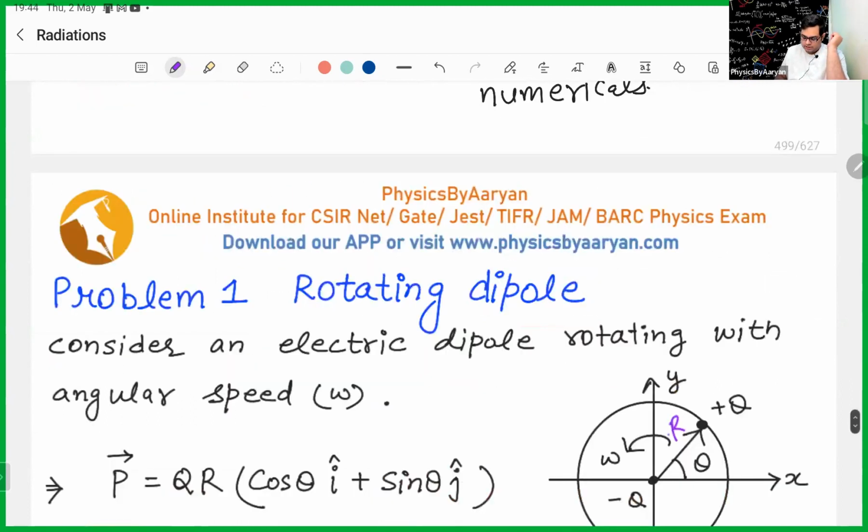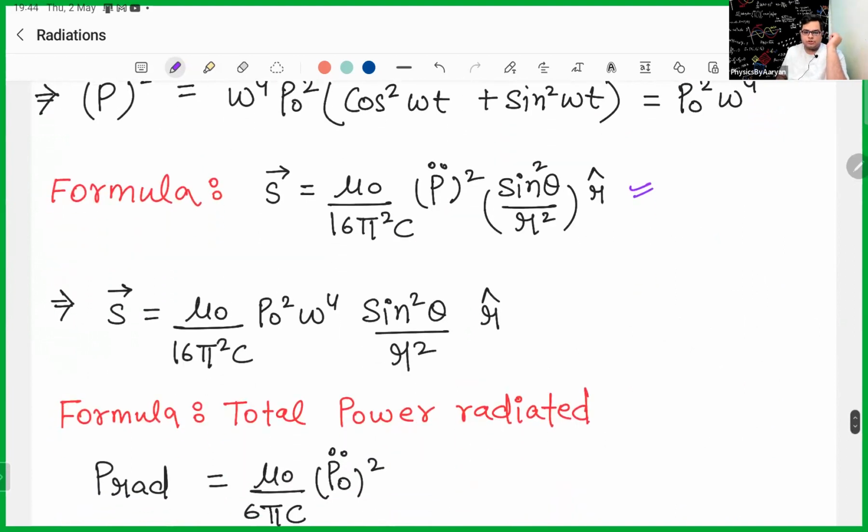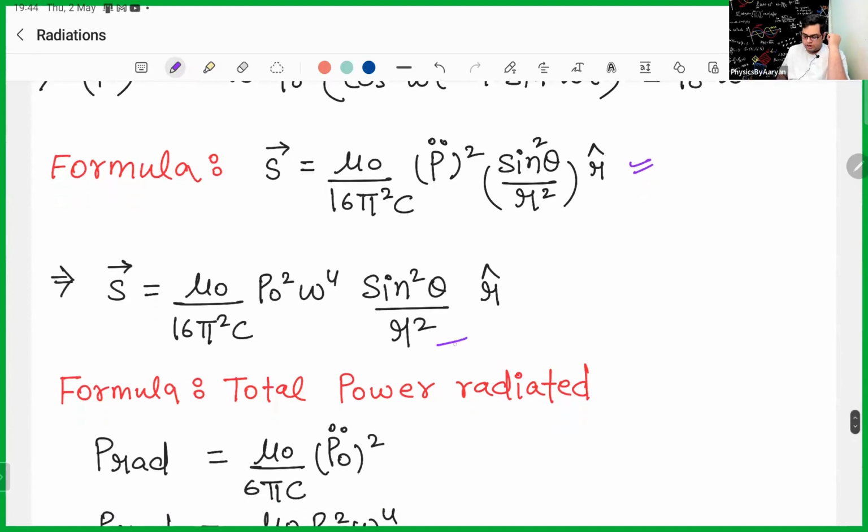If I use this formula of the Poynting vector, I already know what is mu naught by 16 pi square c. I have calculated what is P double dot square. I get P naught square into omega 4. And I also know what is sin square theta by r square. So my Poynting vector is inversely proportional to r square and it is also depending upon the angle.